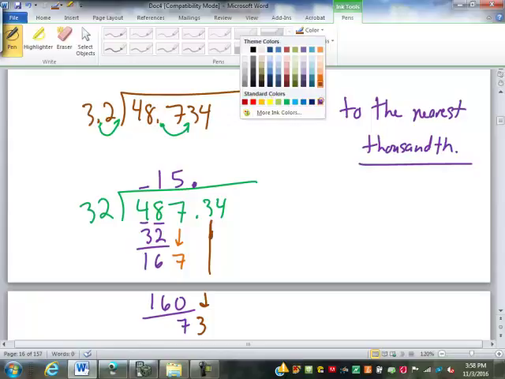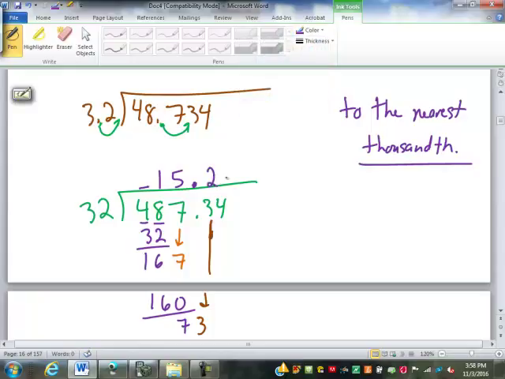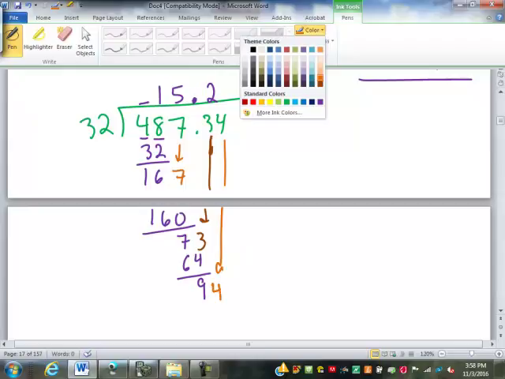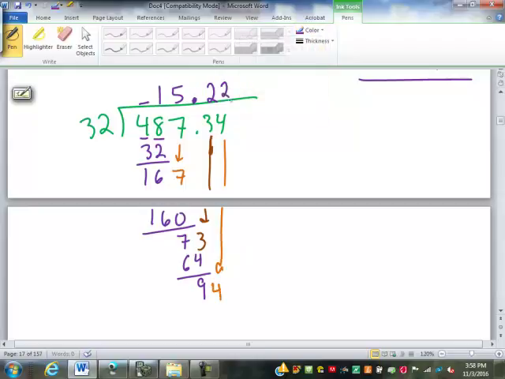32 goes into 73 twice. That'd be 64. Subtracting gives us 9. Well, we bring down the 4. 32 goes into 94 twice. 64. Subtracting gives us 30. Each time we subtract, we need to make sure that what's left over is smaller than what we're dividing by. So far it has been.